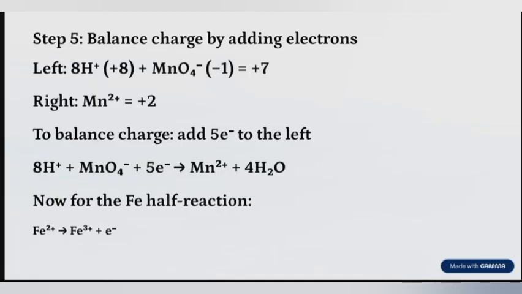So now on this end, O is -2 times 4, that is -8, plus Mn, we don't know what Mn is, equal to -1.